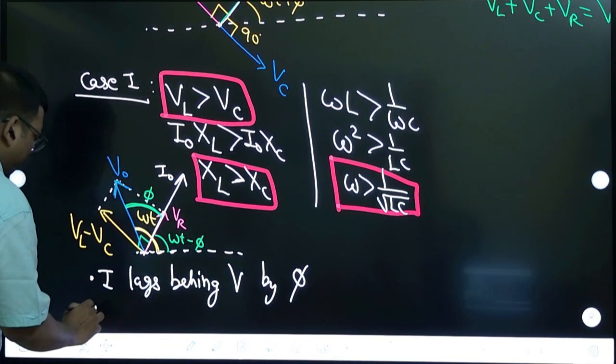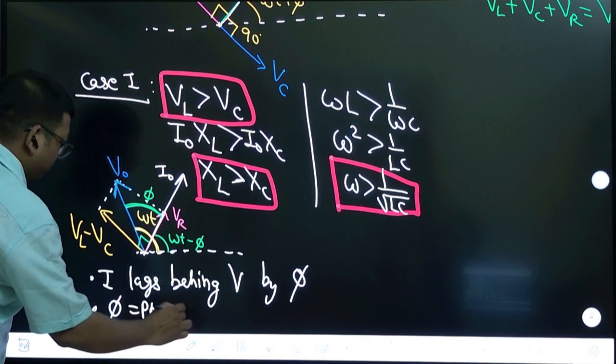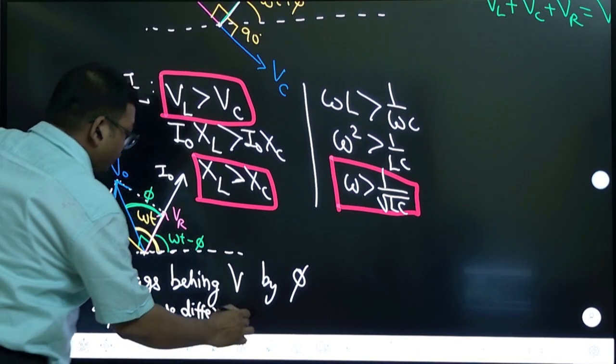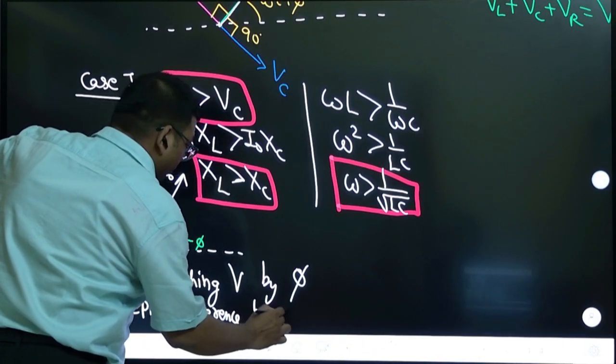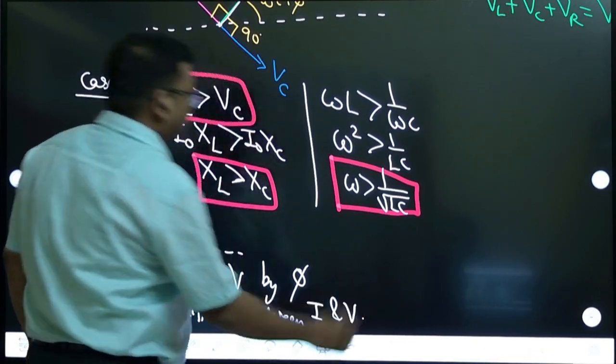So phi is the phase difference between current and voltage.